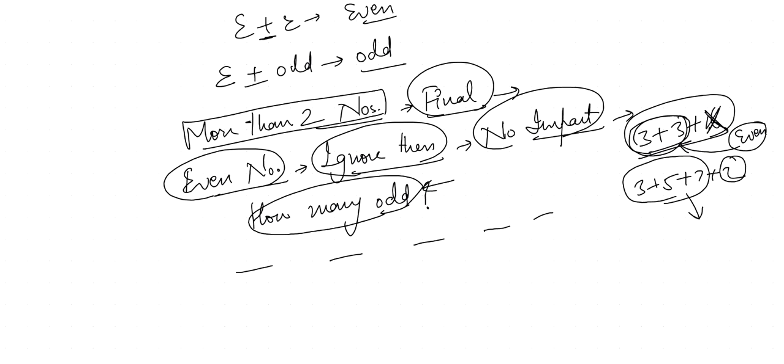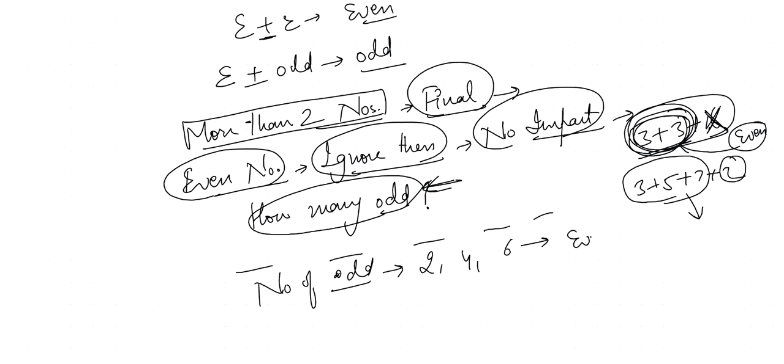Simple. So how many odd numbers are there? That will decide. If the number of odd items is even, let's say we have two odd numbers, four odd numbers, six odd numbers, the sum would be even. And if the number of odd terms is odd, like 3, 5, 7, we added three numbers, the sum would be odd.